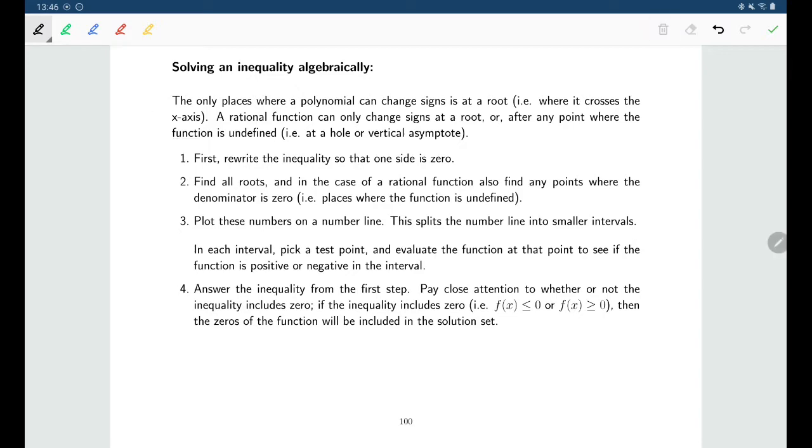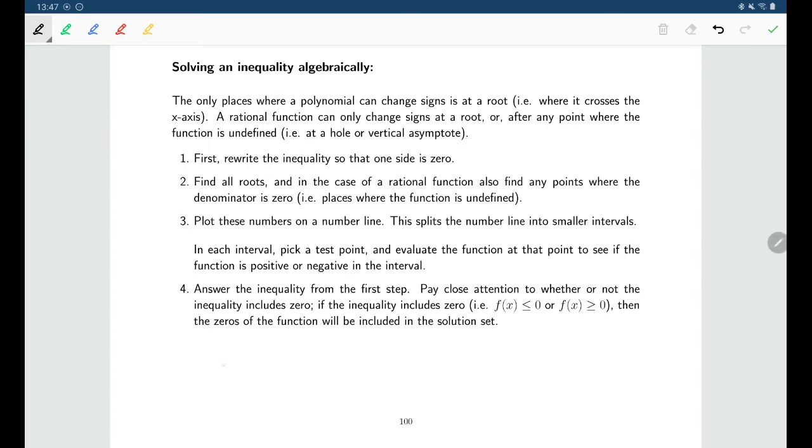So the idea here is that first we'll start by, as always, rewriting our inequality so that it's got 0 on one side and everybody else on the other. And then we'll find all of the roots and all of the places where our function is undefined, all the places where the denominator is 0, if we've got a rational function. And then basically the next idea is to plot those numbers on a number line.